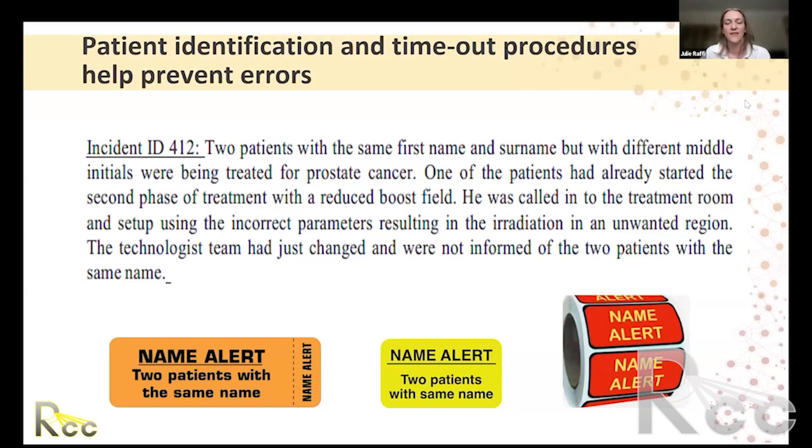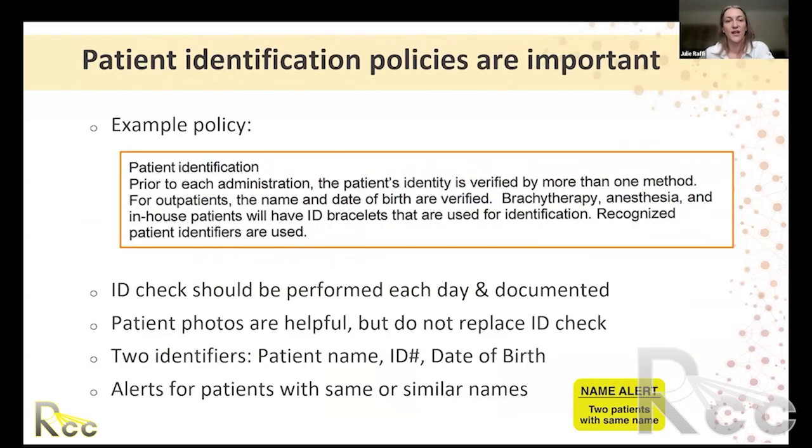And so the technologist team, the therapists, had just changed and were not informed that there was a problem with two patients with similar names. And so I put examples here of ways we can make alerts with stickers or alerts in your electronic system showing that we have two patients with very similar names and to pay extra close attention. So regardless if your patients have similar names or not, we need to have a procedure for timing out and identifying the patient prior to treatment each day.